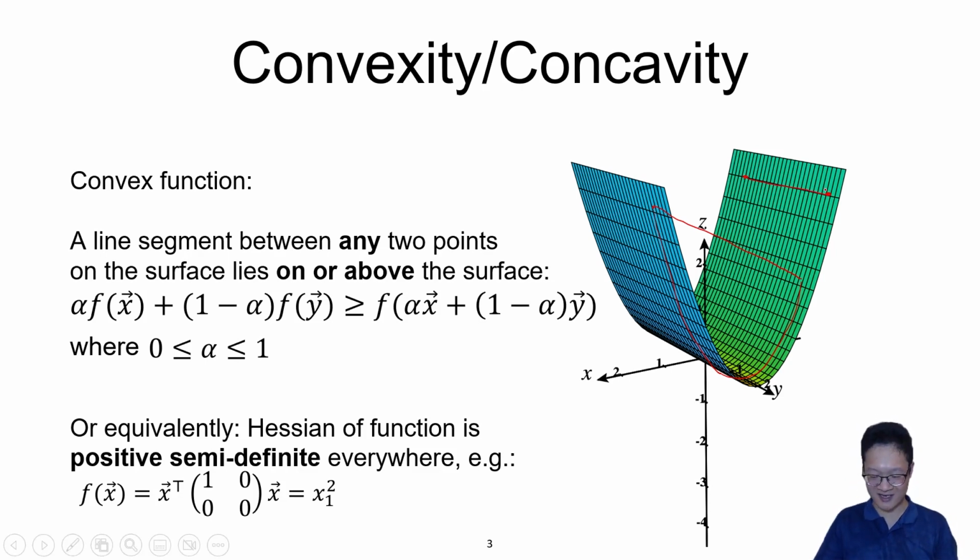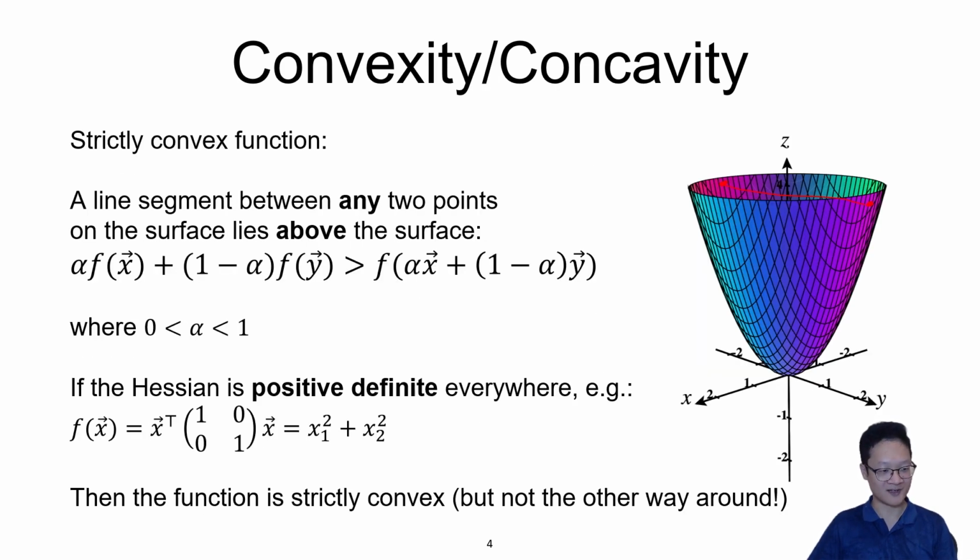You can see that the line is actually exactly on the surface, so that still satisfies greater than or equal to, but not strictly equal to, right? So if you can draw a line that is exactly on the surface but not strictly greater than, you may have a positive semi-definite Hessian, or equivalently a convex function, not necessarily strictly convex. Okay, so hopefully that made some sense.